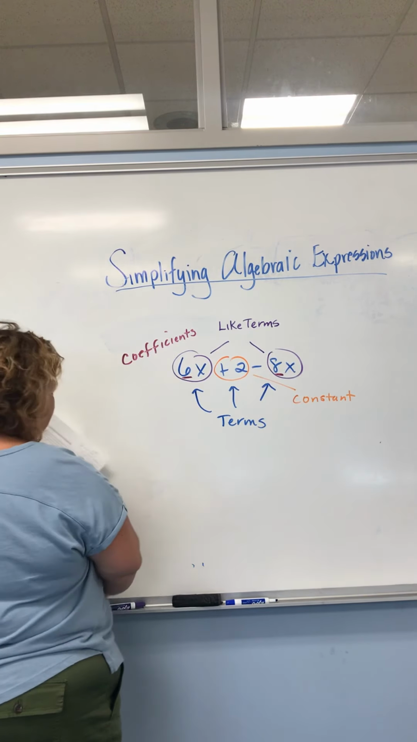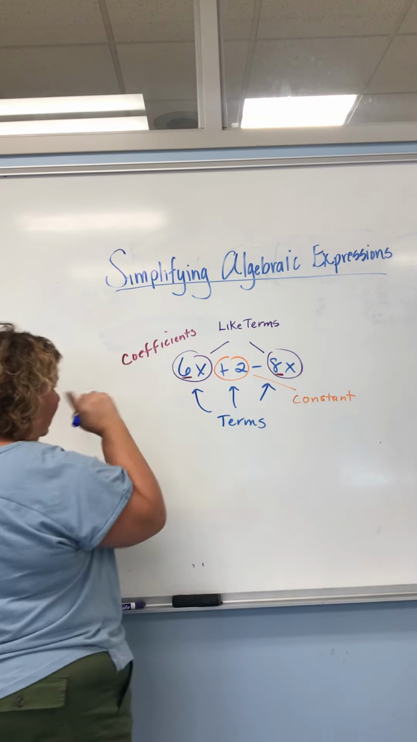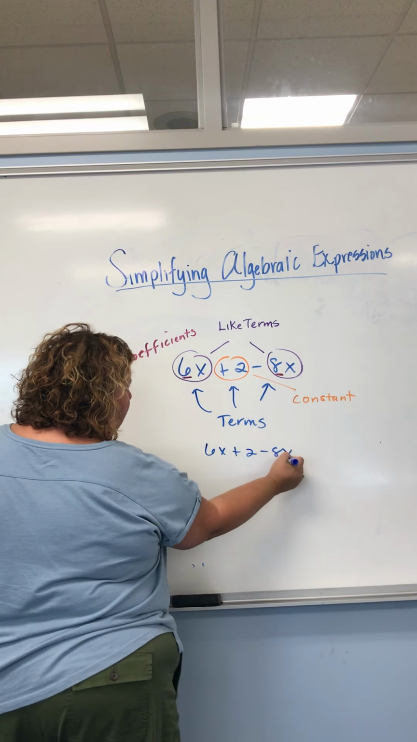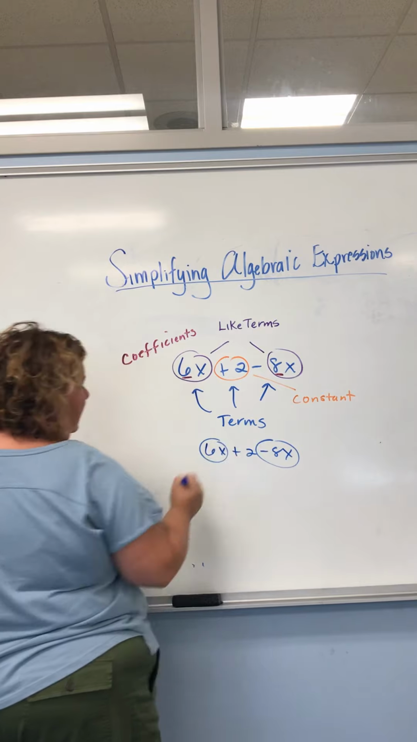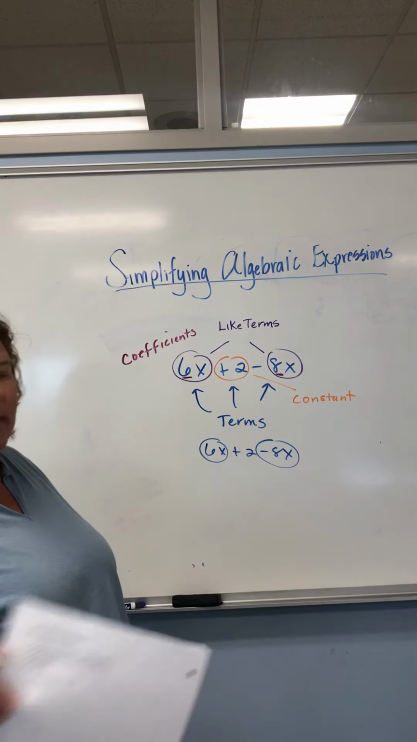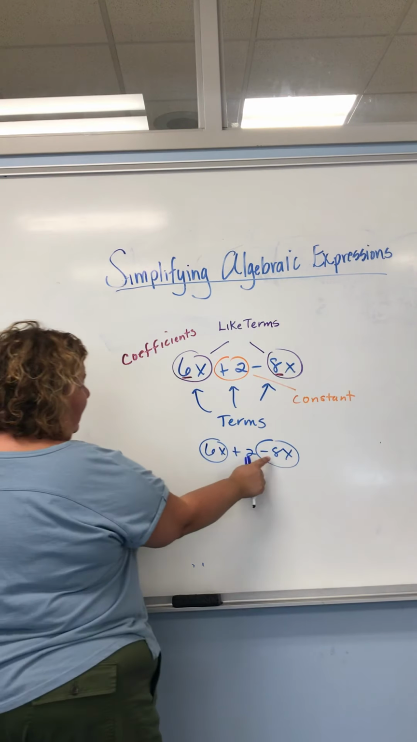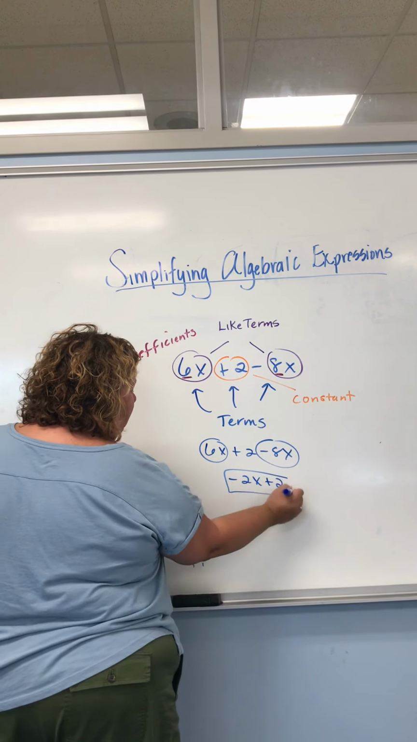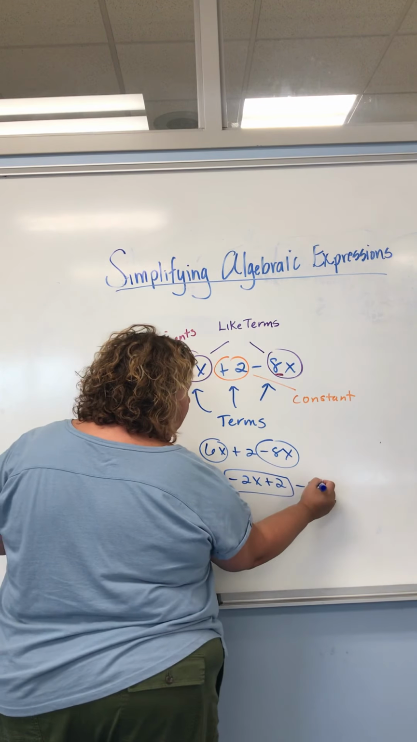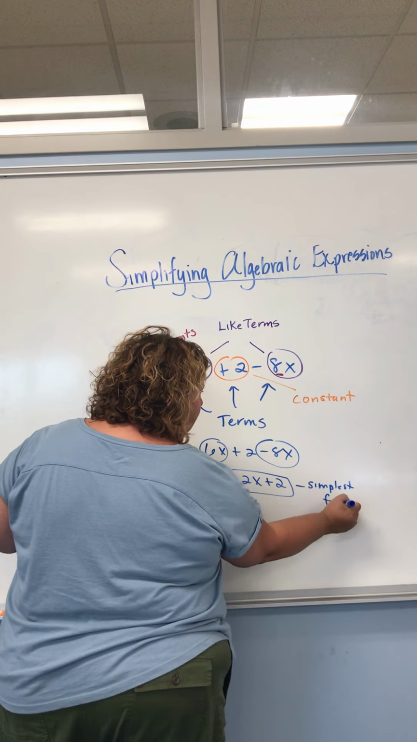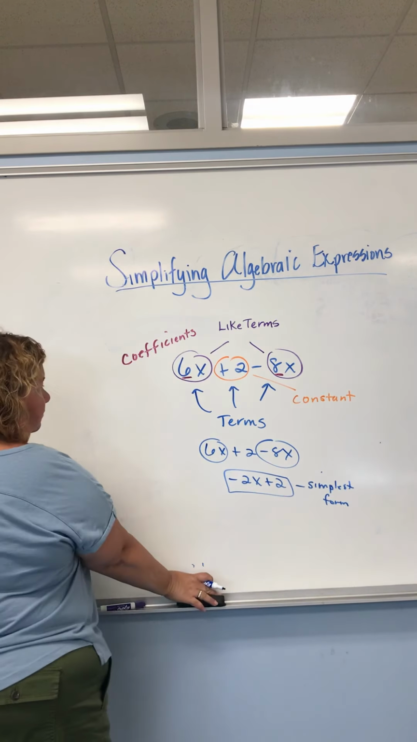You also need to know simplest form. So if I took this and I did 6x plus 2 minus 8x, I know that the 6x and the negative 8x are like terms, and I can combine them. So 6x minus 8x is negative 2x plus 2. That's my answer. That is in simplest form. That is the vocab that we're going to be using.